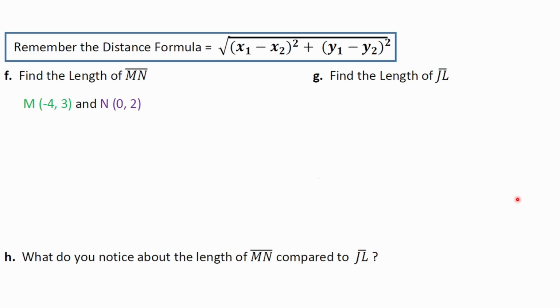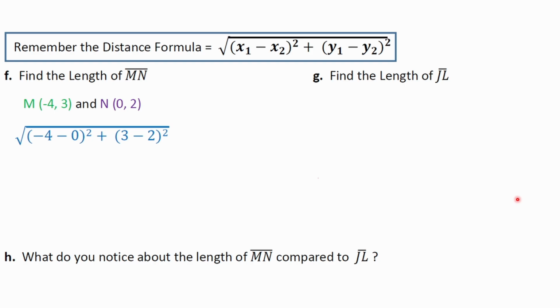I want you to try this on your own. I've got the distance formula here on the screen, and I want you to try to apply this for finding the length of MN and the length of JL, and then see if you can find something interesting about that for part H. So go ahead and pause here. Hopefully you worked through this and you found something interesting. If not, I'm going to go ahead and share my results with you.